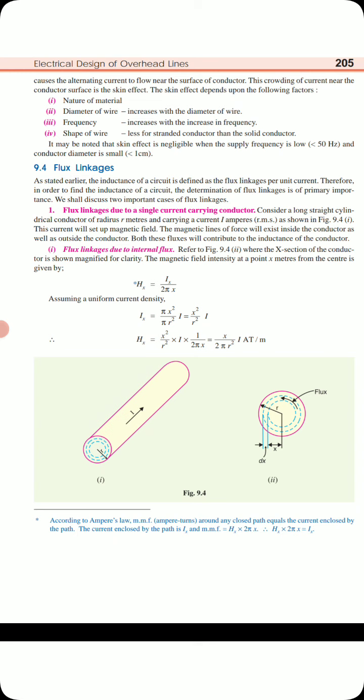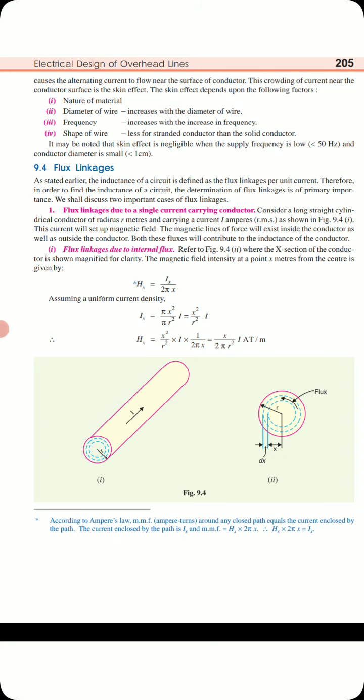So, inductance: we know that inductance L is equal to psi by I, where psi is nothing but the flux linkages. As studied earlier, the inductance of a circuit is defined as the flux linkages per unit current. Therefore, in order to find the inductance of a circuit, the determination of flux linkage is of primary importance. So we will discuss two important cases of flux linkages.